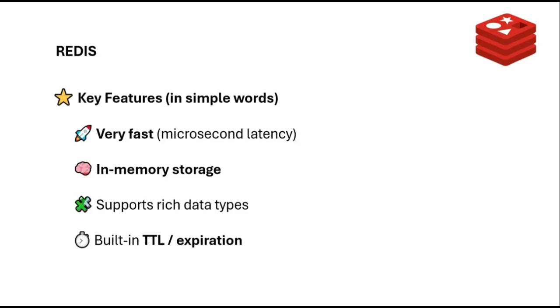To explain these features in very simple words, it is very fast because all the data is stored in the memory. We have microsecond latency, and it's an in-memory storage. It also supports rich data types, which we have seen earlier, like set, list, hashes, sorted set. It also has a built-in time to live, or an expiration for the fields, which we'll see later.